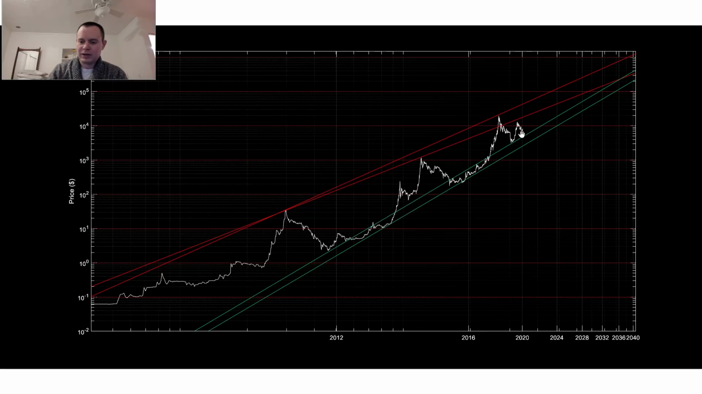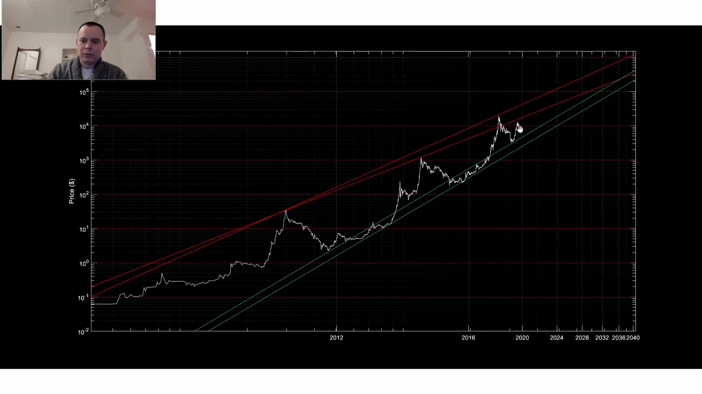So let's assume that the next peak is out in, say, 2022, 2023, something like that. We can look at these lines that go horizontal that are essentially orders of magnitude. So this is 10 cents, a dollar, 10, 100, 1,000, 10,000, 100,000, and this one up here is a million.